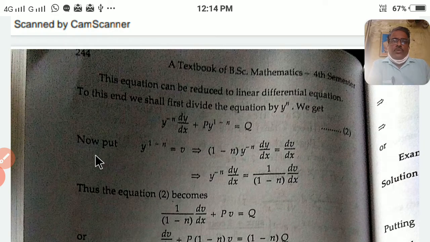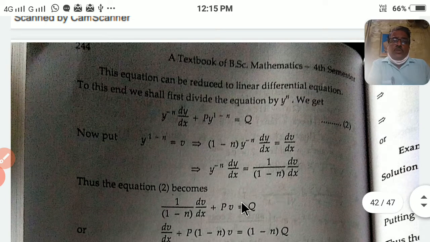So what we did, we substituted y raised to 1 minus n as v, then differentiated both sides. It is of the form x raised to n and its differentiation is n into x raised to n minus 1, into, by applying chain rule, dy by dx, which is equal to, this is v, means dv by dx. So from this equation, y raised to minus n dy by dx is equal to, then this comes in the denominator, 1 by 1 minus n into dv by dx.